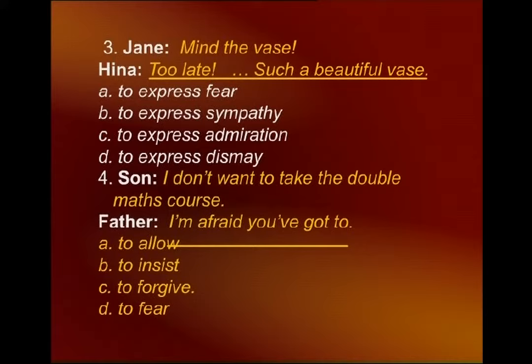What do those underlined words convey? Do they show that the father is giving in to the son? Do they show that he's forgiving him? Is he insisting? Or is there an element of fear? When the father says, "I'm afraid you've got to," the father is insisting. So, you have identified the function. The function those underlined words are conveying is the function of insisting.